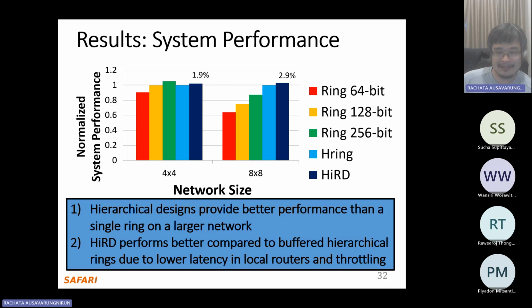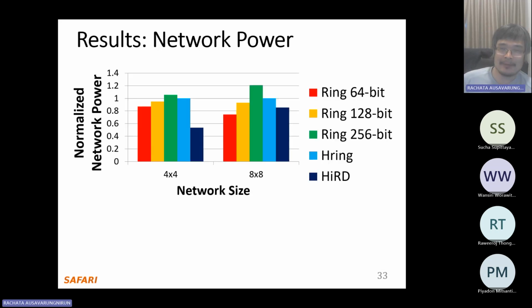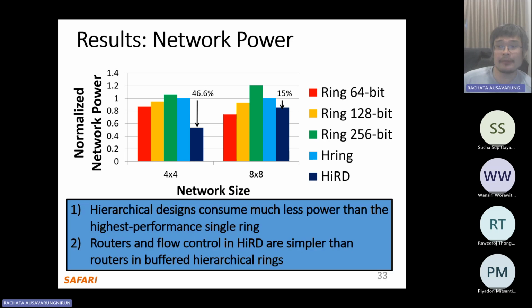Because here is the key benefit: power. If you look at the power plot, in a smaller network, the power reduction is close to 50%. On a bigger network, it's actually better than most ring designs, and lower power than the hierarchical design by 15%. So we conclude that it actually consumes much less power. Router and flow control are much simpler.